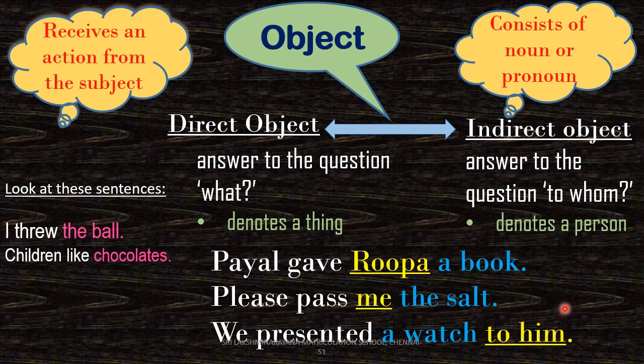So you have understood this concept, children. So object is of two types, direct object and indirect object. So if something answers to the question what, then that is the direct object. If it answers to the question to whom, then that is the indirect object.